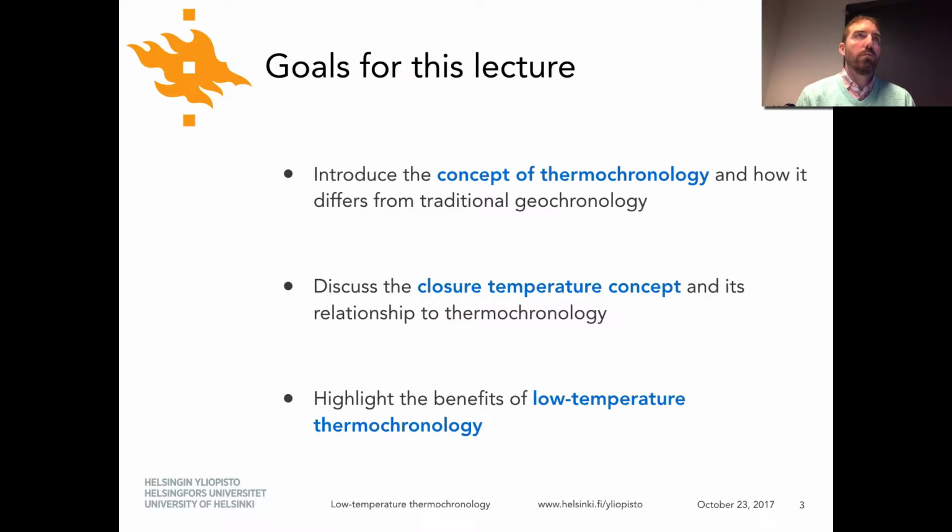the general ideas for the course is essentially what we want to cover here, and that is what is the concept of a thermochronometer, what does it measure, and maybe how is it a bit different from traditional geochronology. Some of you probably already have some ideas about that.